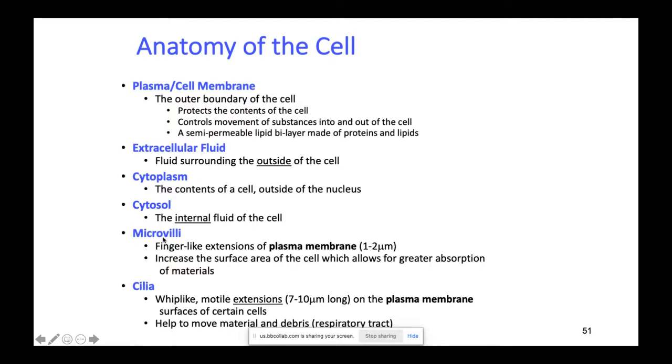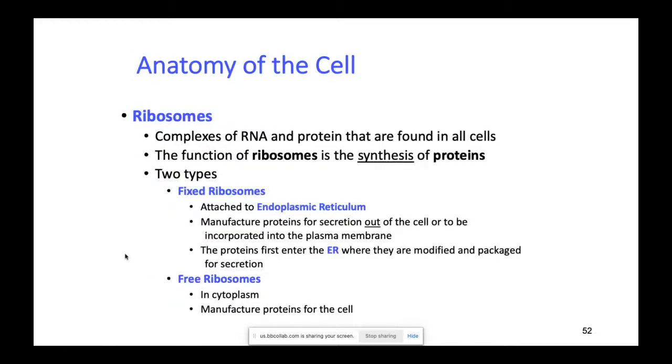Microvilli and cilia look similar, except the microvilli are much, much smaller. They're these finger-like extensions. They're really involved with increasing the absorption and increasing surface area, whereas the cilia are involved in helping to move around. They whip around, so they help to move the cell around, and they can also move debris around. We will see lots of cilia located in the trachea of the respiratory tract.